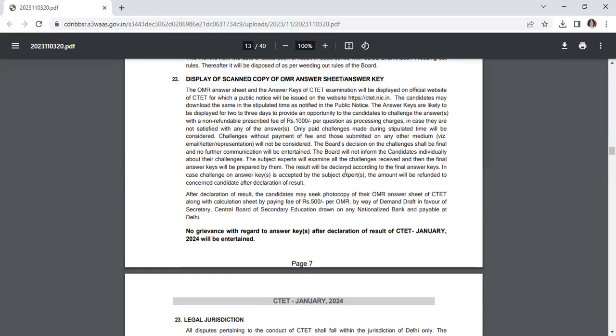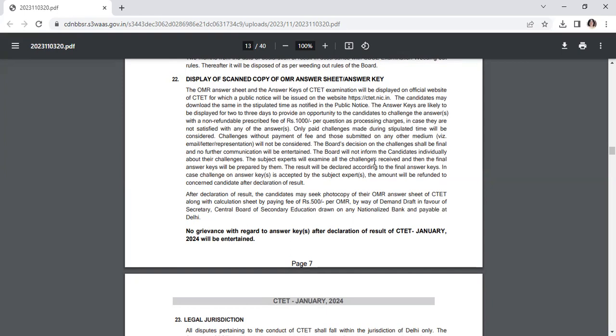The subject experts will examine the challenges received and then the final answer keys will be prepared by them. The result will be declared according to the final answer keys. In case a challenge to an answer on the answer key is accepted by the subject expert, the amount will be refunded to the concerned candidate after declaration of the result.